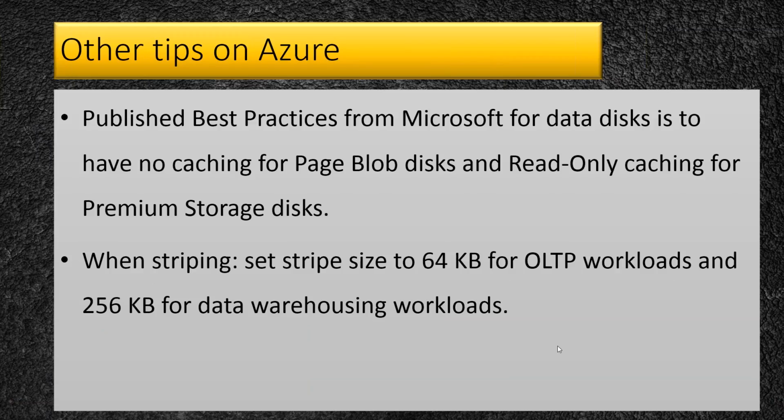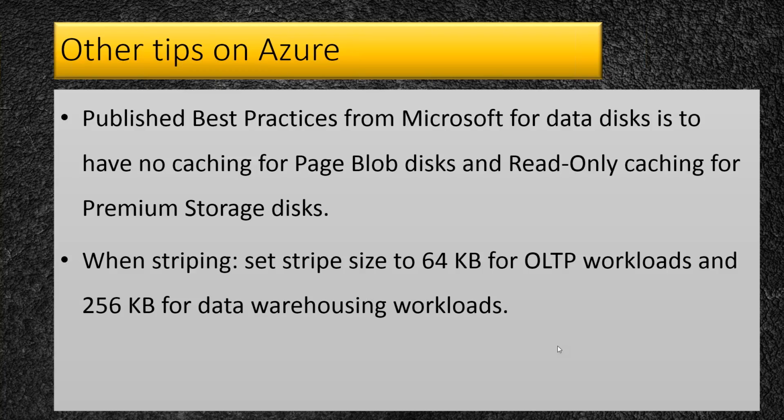Okay. Some other tips here. Some published best practices from Microsoft for data disks: if you're deploying page blob disks, don't put any caching. If you're deploying premium storage disks, only enable the read-only cache. They found that's the best performance that you get for both types of disks. And if you are striping with storage spaces, for example, you can stripe 64 KB for OLTP according to the best practices, and 256 KB if you're deploying for a data warehouse type of workload.